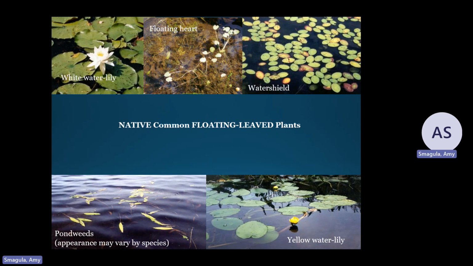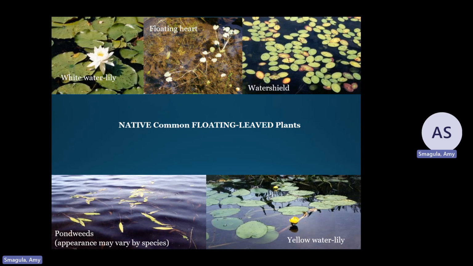Moving out into the floating leaf zone for native plants, there are some really familiar ones here that most people will recognize. White water lily. This one has a round leaf with a V-notch shape in it. And it has this white flower that's very obvious when it is in flower.